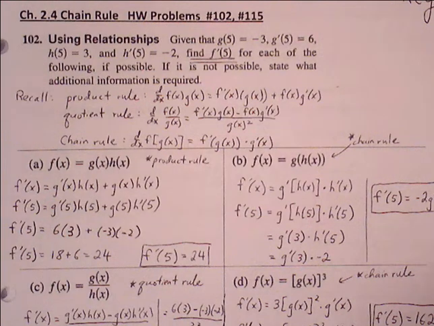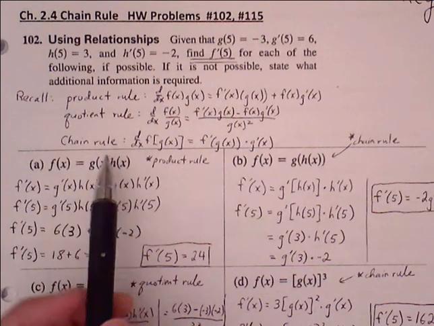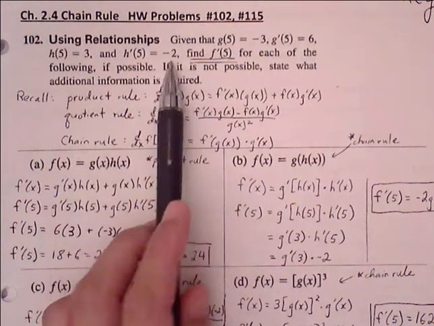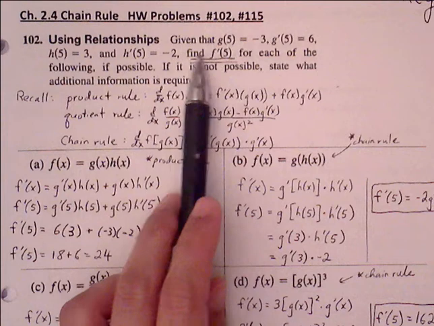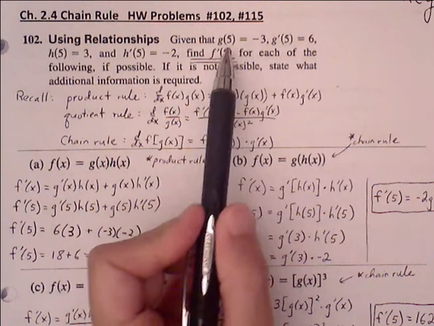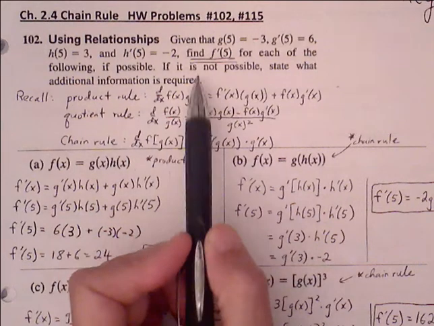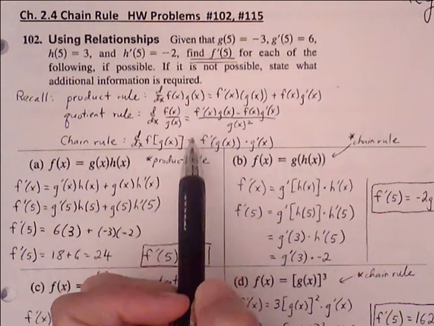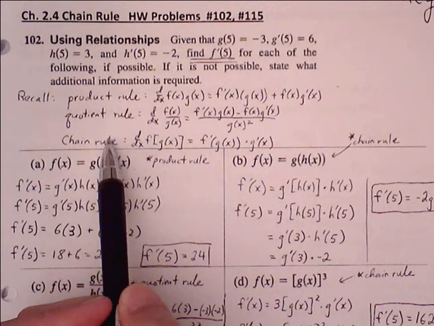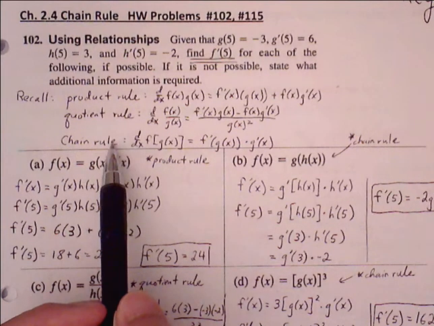We're looking at 2.4, chain rule, select homework problems, and we'll start off with 102. We're given some information about g of 5 and g prime of 5, and so just to recap some of the rules that we've seen between 2.3 and 2.4.